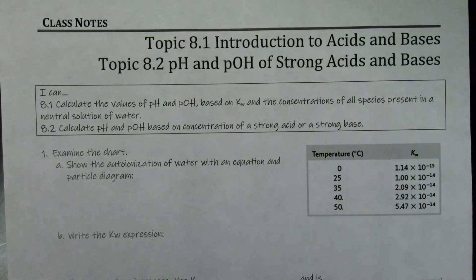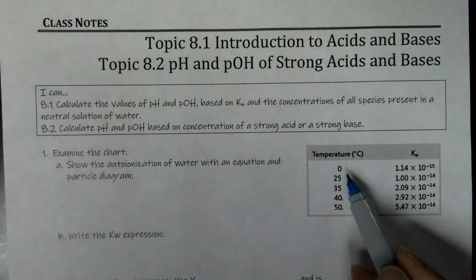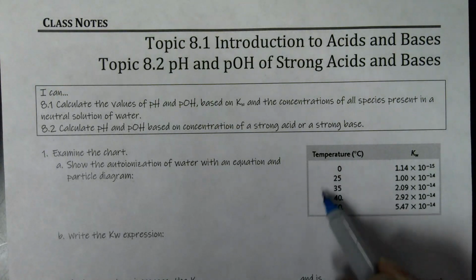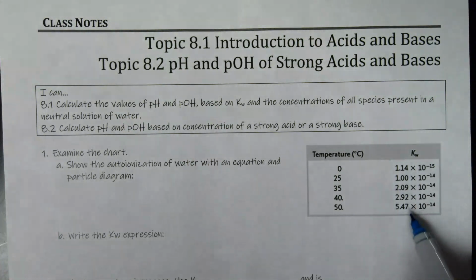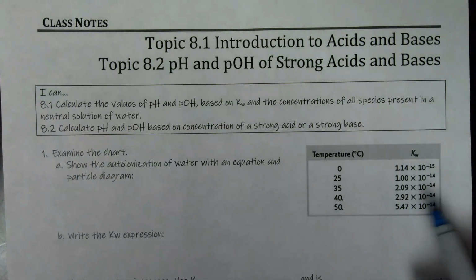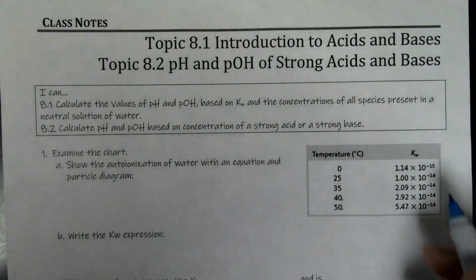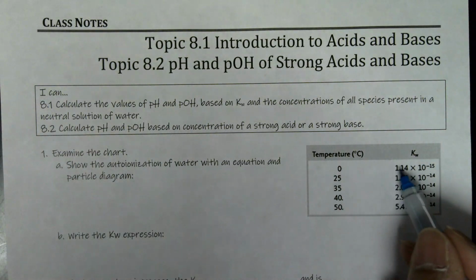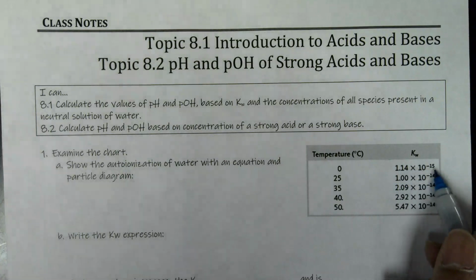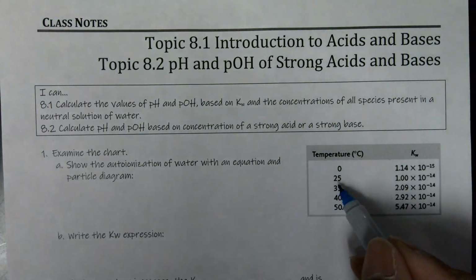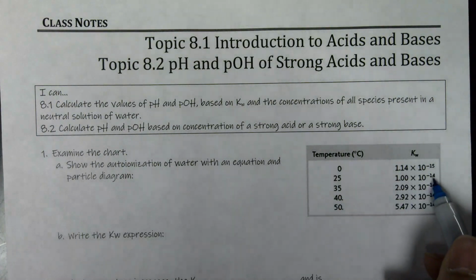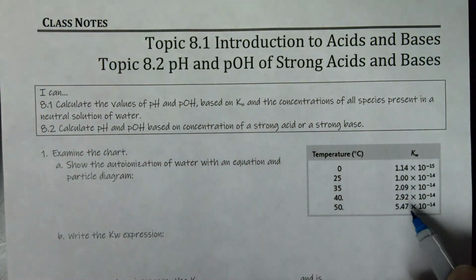The first thing we're going to do is take a look at this chart. This chart compares temperature in degrees Celsius to Kw values. Recall that Kw represents the equilibrium constant for water. If we look at 0 degrees Celsius, it's 1.14 times 10 to the negative 15th. 25 degrees Celsius is 1.0 times 10 to the negative 14th, and so on and so forth.